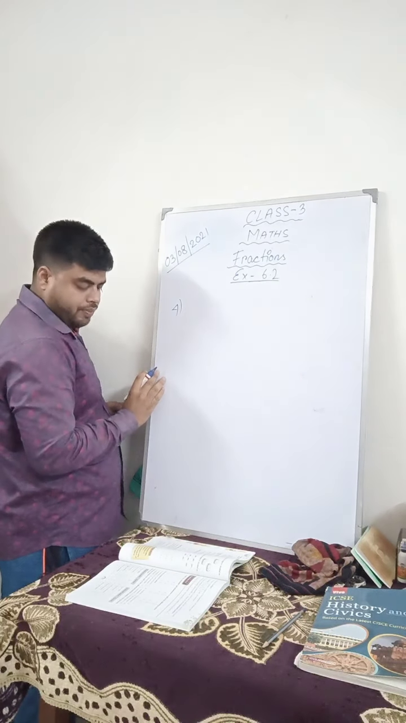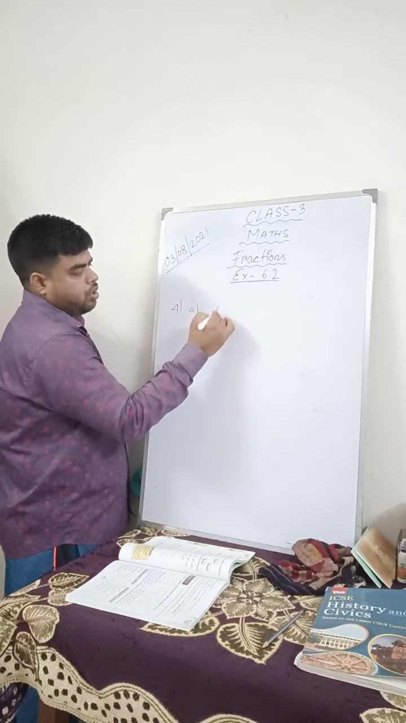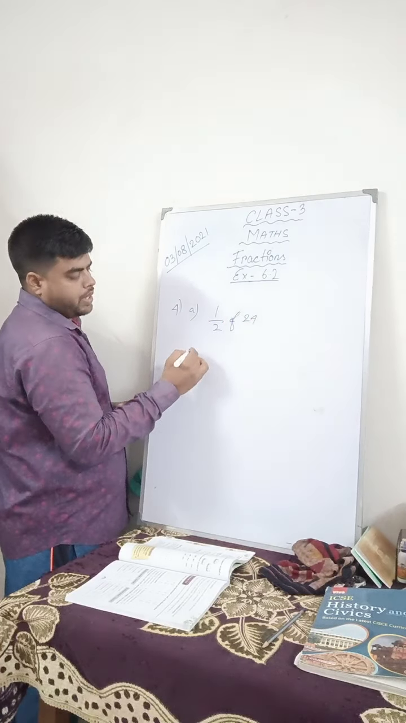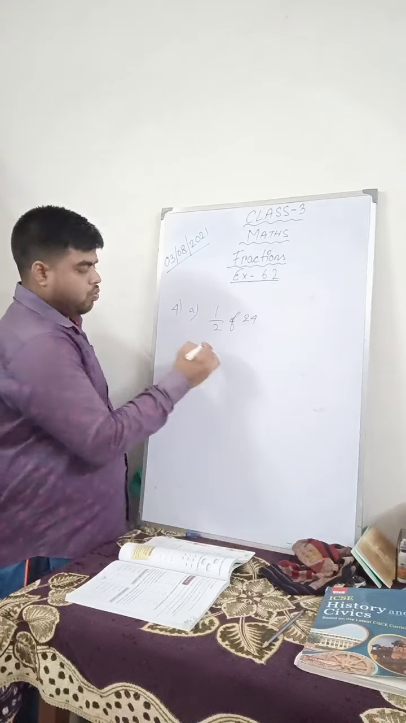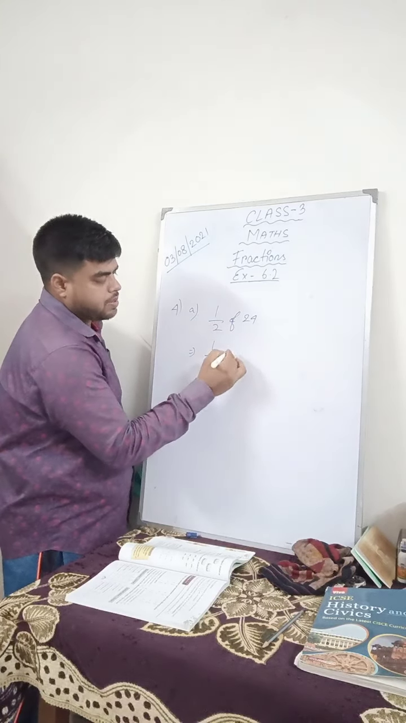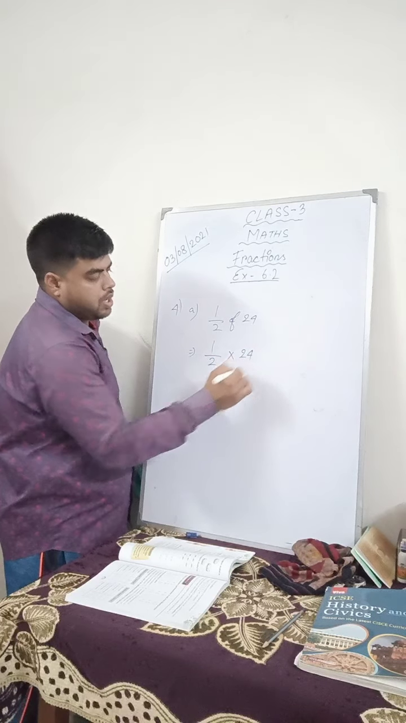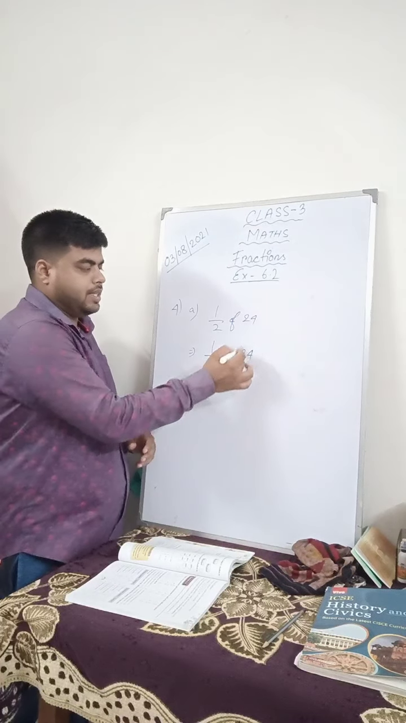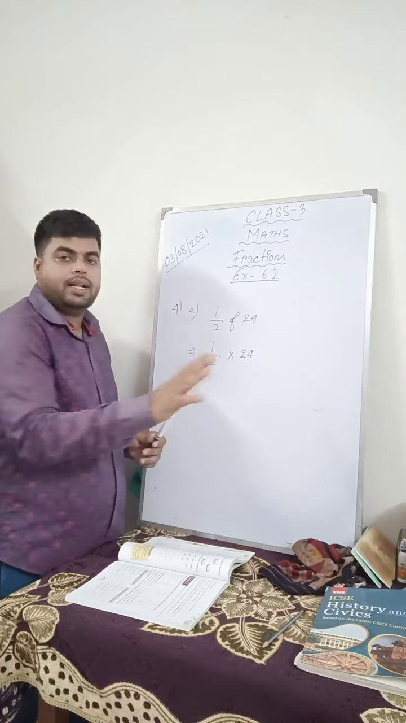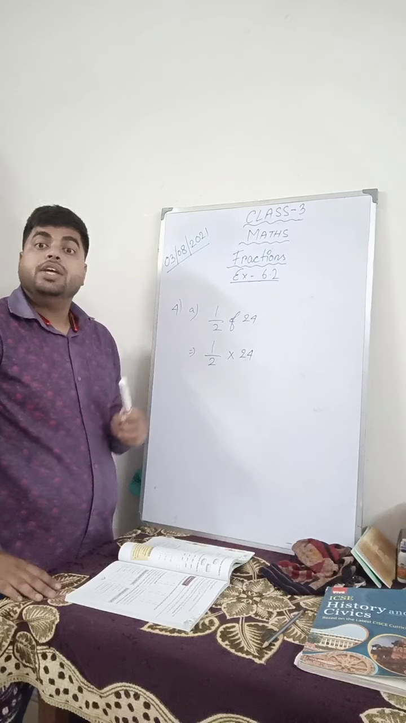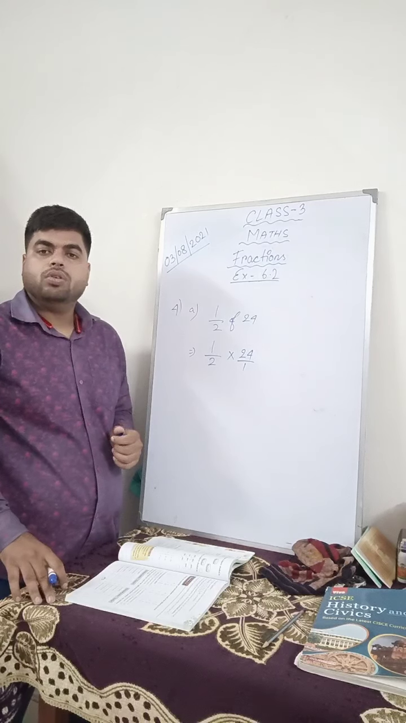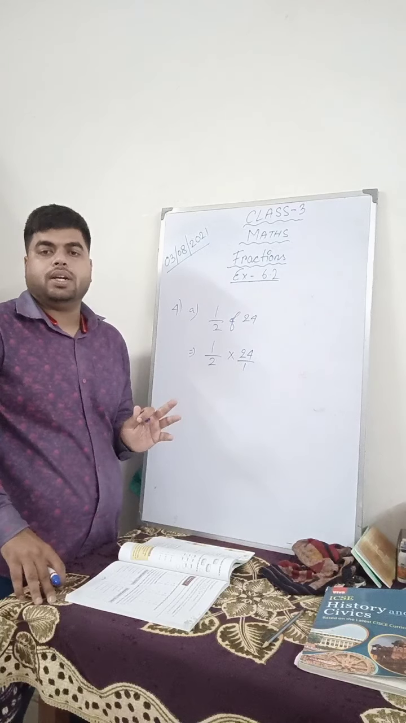Question number 4 says find the following. Number A, 1/2 of 24. When they say this, that means 1/2 of means multiply by 24. Now remember children, if they give you a whole number like this, that means they don't give you any denominator. You have to think that there is 1 below. That means the denominator is 1.